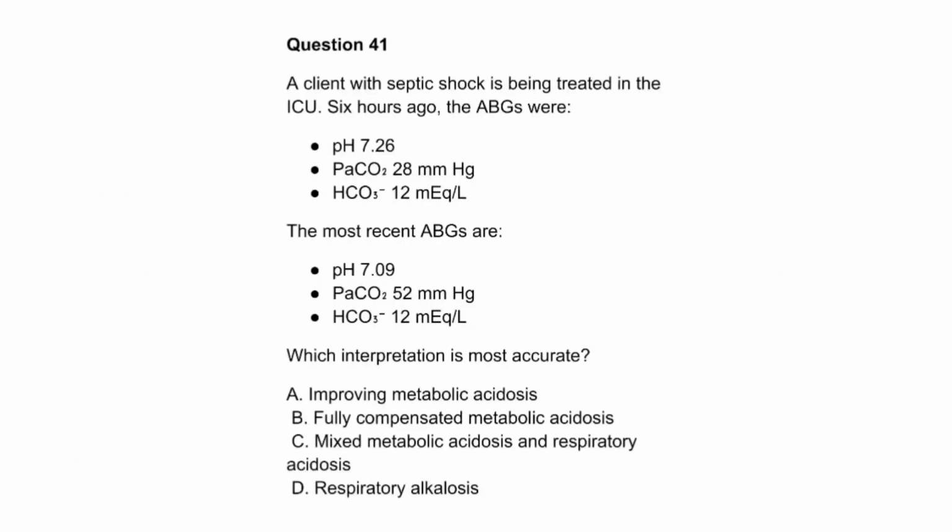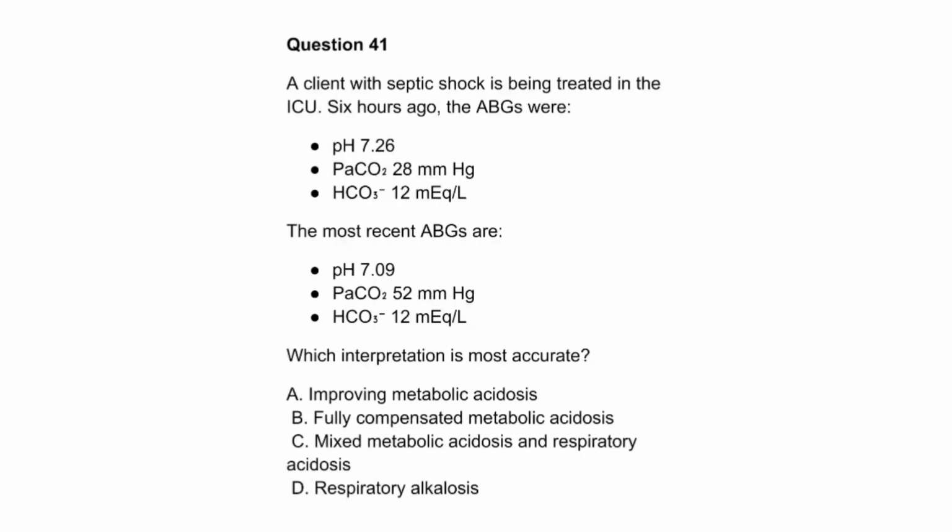Question 41. A client with septic shock is being treated in the ICU. 6 hours ago, the ABGs were pH 7.26. PaCO2 28 millimeters of mercury. HCO3 12 milliequivalent/L. The most recent ABGs are pH 7.09. PaCO2 52 millimeters of mercury. HCO3 12 milliequivalent/L. Which interpretation is most accurate? A.